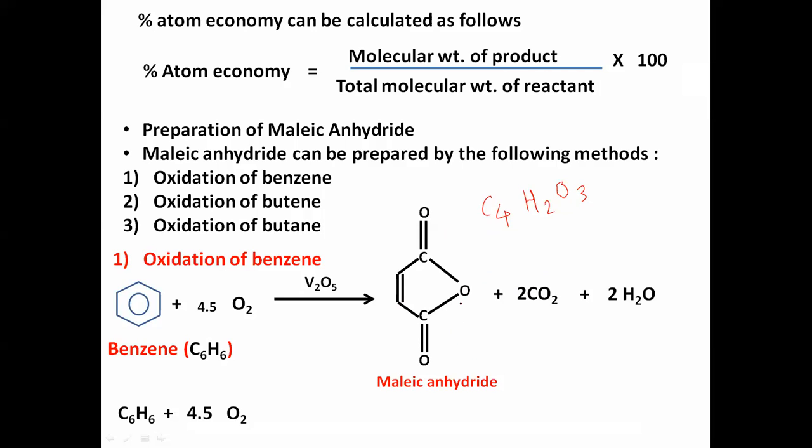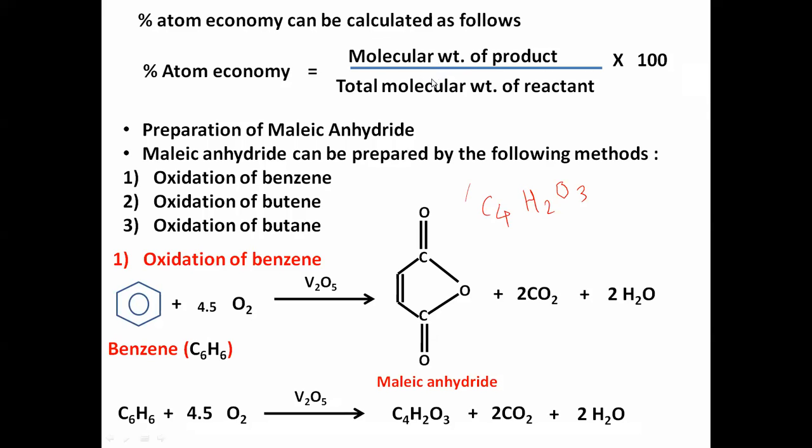And we need this formula because we are interested in calculating the molecular weight of the product. So that is what is written over here: C4H2O3 molecular formula, and 2CO2 and 2H2O. So you should convert the reaction into the form of this molecular formula. This is the structural way, this is the molecular formula way, because we are interested in calculating molecular weight. To find out molecular weight we must know the correct molecular formula.